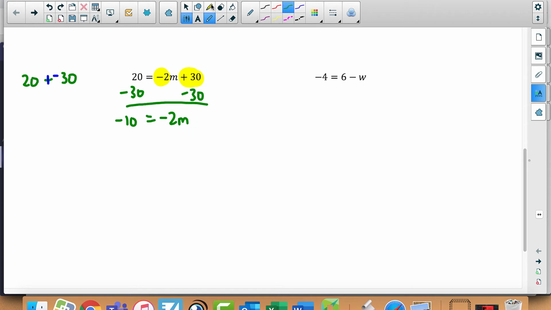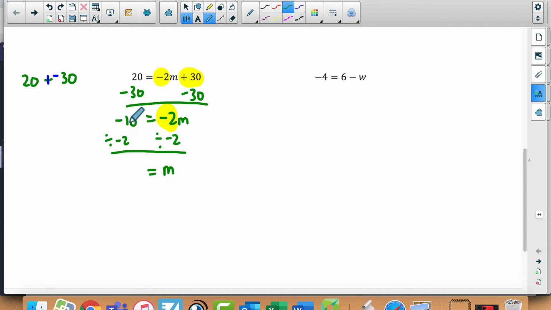So we still need to get this m by itself. We got to get rid of the negative 2. That negative 2 is multiplying by the m, so we're going to divide by negative 2, the exact same thing, so we can eliminate it. And what you do to one side, you do to the other. Negative 2's cross out, so you're left with m equals negative 10 divided by negative 2.